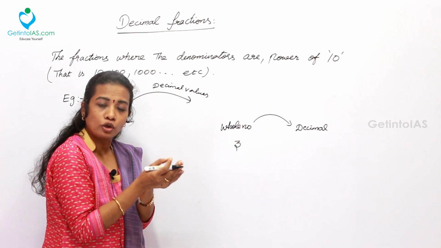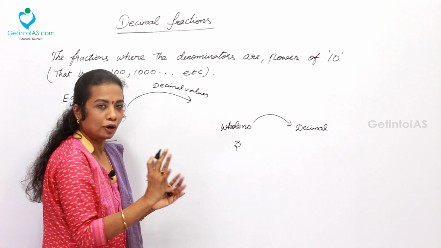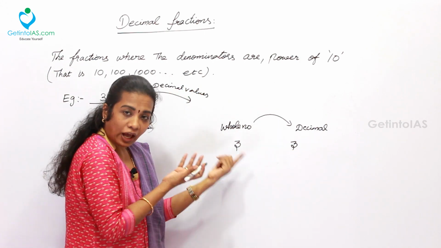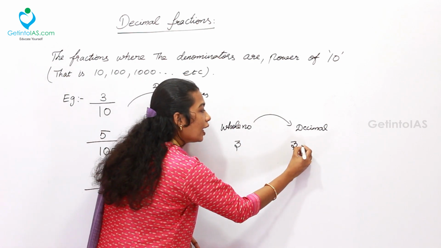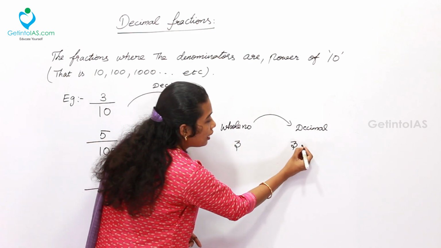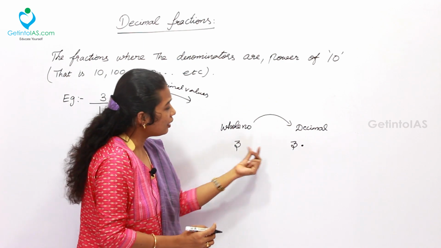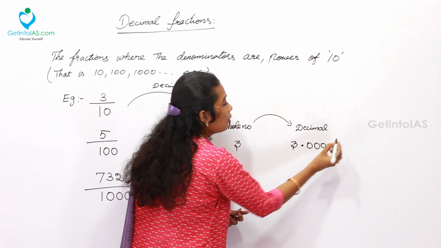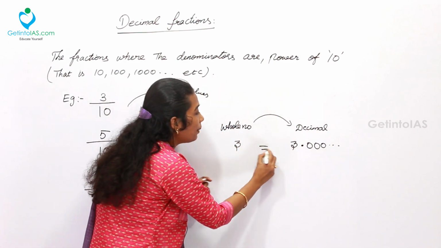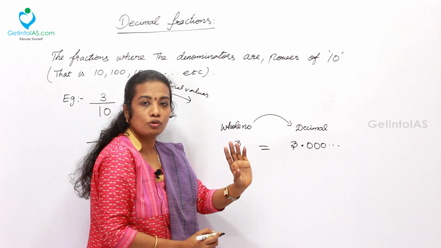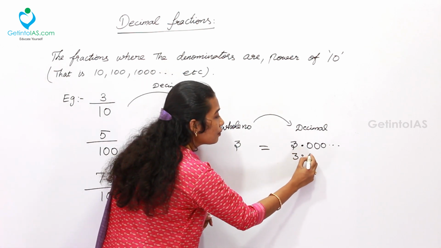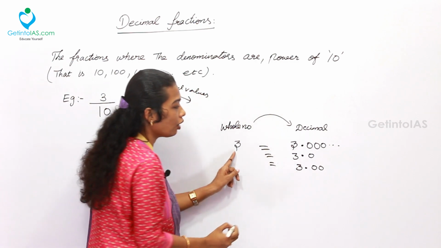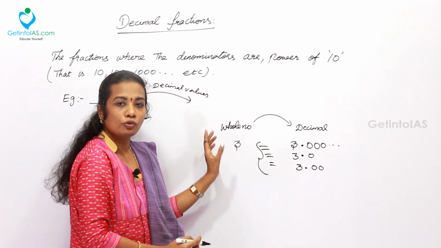Decimal values must include one whole number plus some decimal parts, right? So here the whole number is 3. After that there is no actual decimal value. So at the end of 3, I am making the decimal point. After that, is there any decimal value? No. For that I am including zeros. So 3 will be equal to 3.0 or 3.00, whatever it is, all these will be equal to 3.